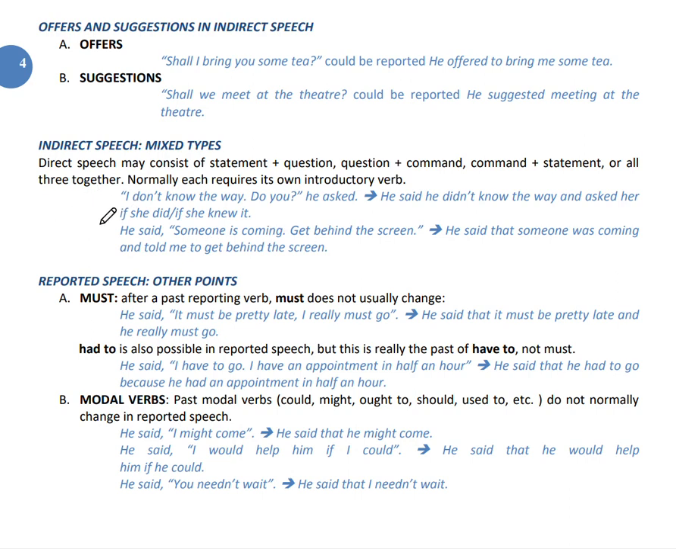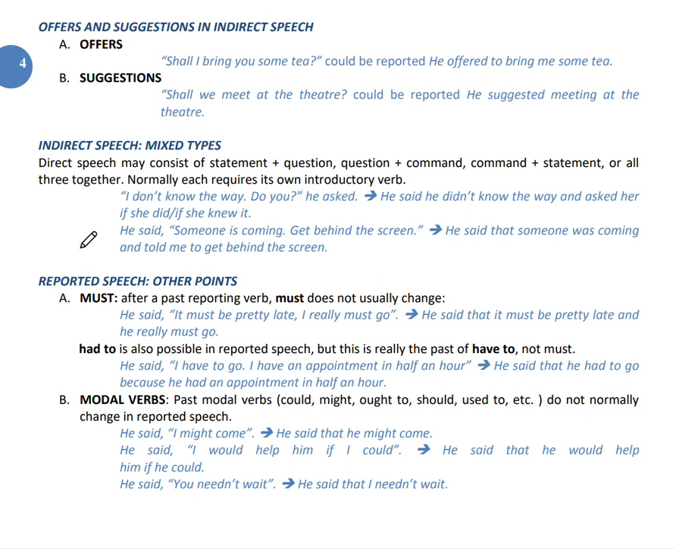Let's look at it. "I don't know the way. Do you?" he asked. He said he didn't know the way and asked her if she did, if she knew it. So, I don't know the way. I asked somebody if she knows it. I don't know the way, do you? Oh, even I don't know. So they're lost. Now, the next one.